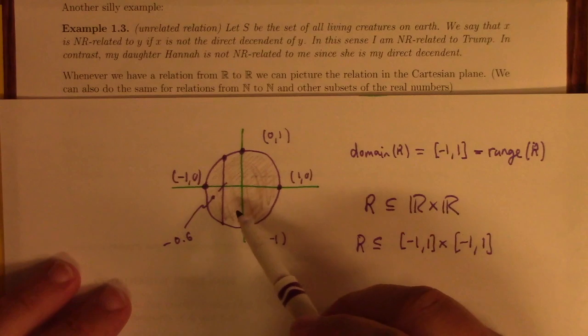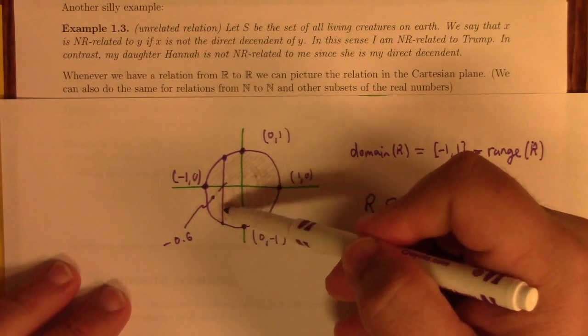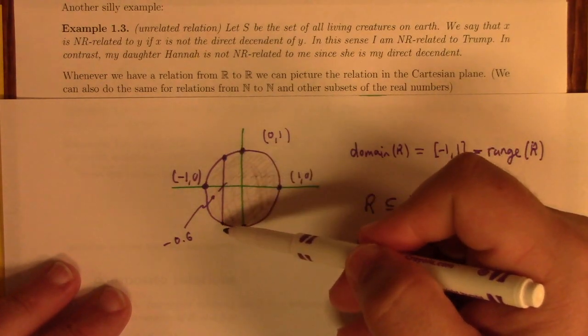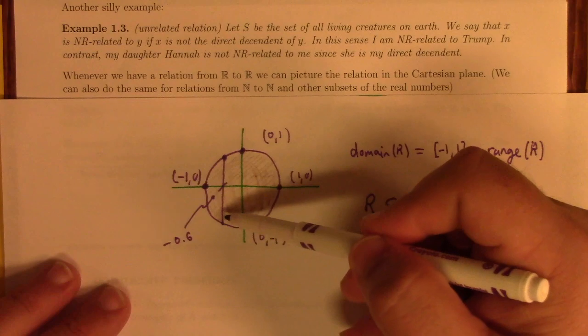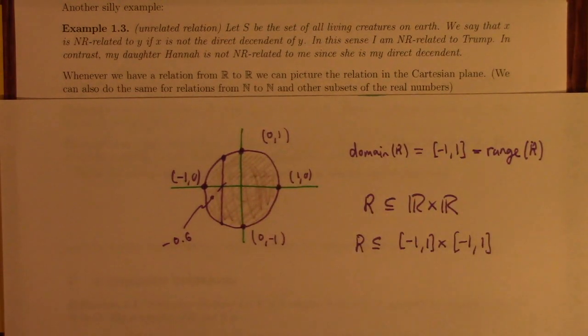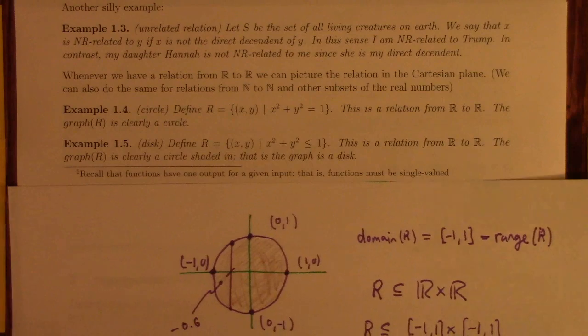Anyway, if the input is -0.6, all those points, all those y values are the output. It's got an infinity of outputs when we input -0.6. Those are all outputs, all right? So that's far from passing the vertical line test, right? Far, far from it. So it's not going to be a function.